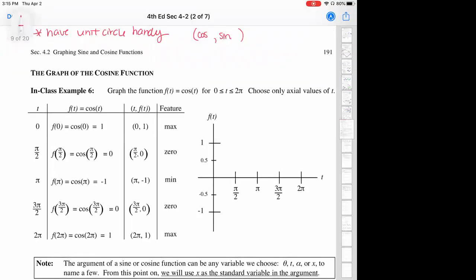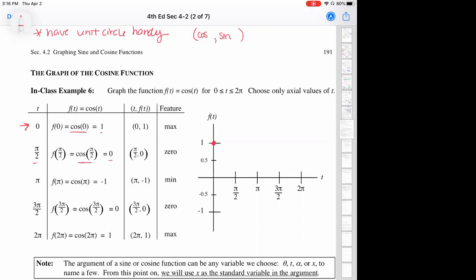Graph the cosine function. In class example 6, graph the function f of t equals cosine of t for the domain of 0 to 2 pi. Choose any axial values of t. All right, so you want to choose those peak points. Cosine starts at 1, so if you choose 0, you're going to start at 1. Because cosine of 0, if you look at 0, your x is 1. You have the point 1 comma 0, right? Cosine is 1.